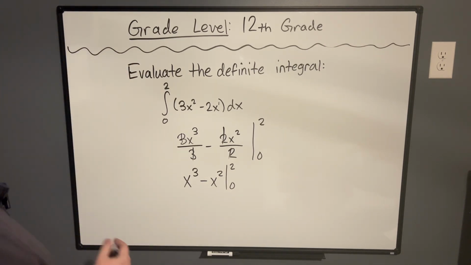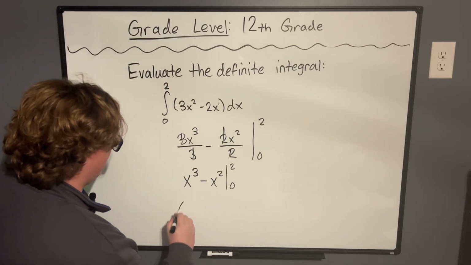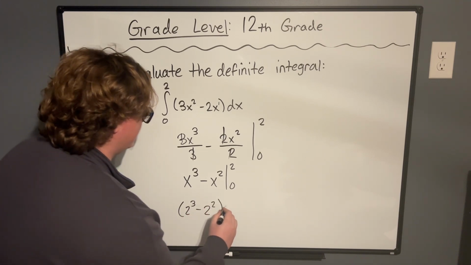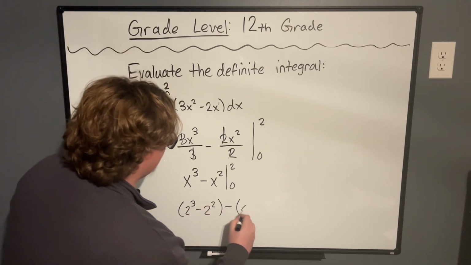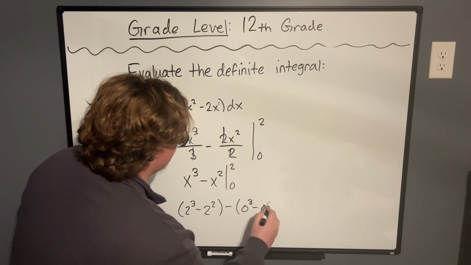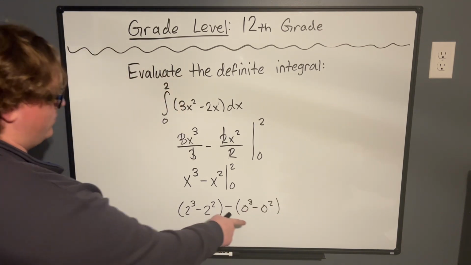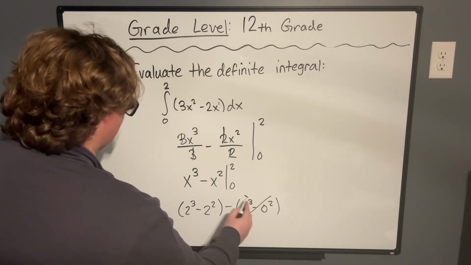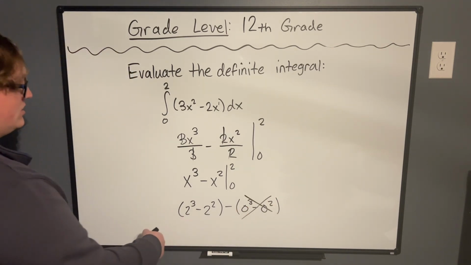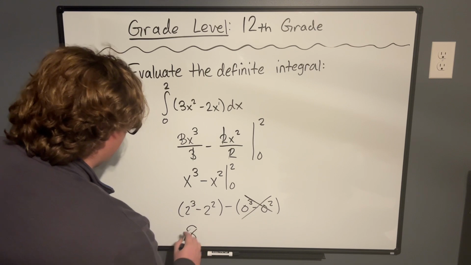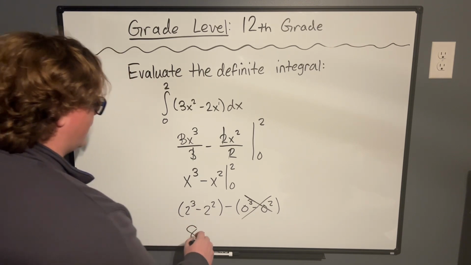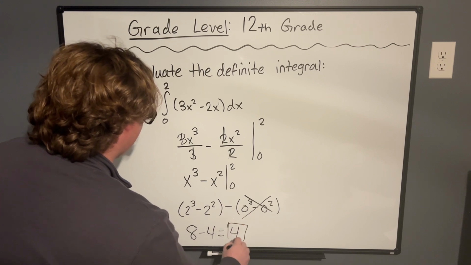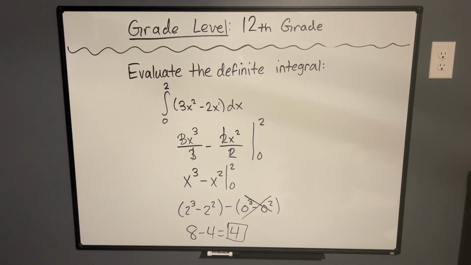And so the way we do that is we plug in 2 first. So we have 2 cubed minus 2 squared. And then we subtract off plugging in 0. So we have 0 cubed minus 0 squared. This one is just going to give us 0 because it's just 0 minus 0. So this term is completely gone. Now, 2 cubed is equal to 8, and then we're subtracting off 2 squared, which is 4. So 8 minus 4 is equal to 4. And that's actually our answer right here.